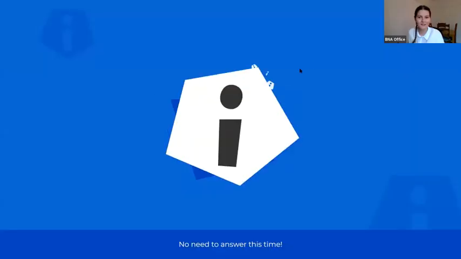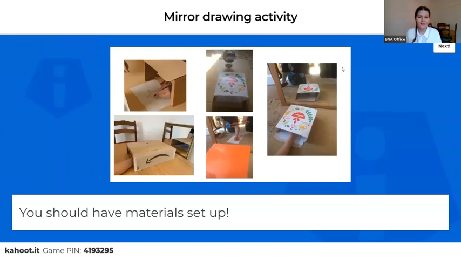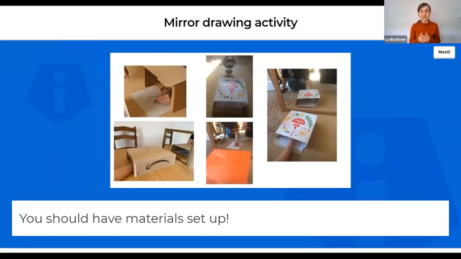Nice. Cool, so we've got a bit of an activity for you. I'll let Lydia explain that while I have it here at the Q&A. Yeah, so we're now going to do an activity that we call the mirror drawing activity. Hopefully you will have seen our page on our website for this webinar, where we've been talking about the resources that you'll need for this activity. So if you have got them, that's great.